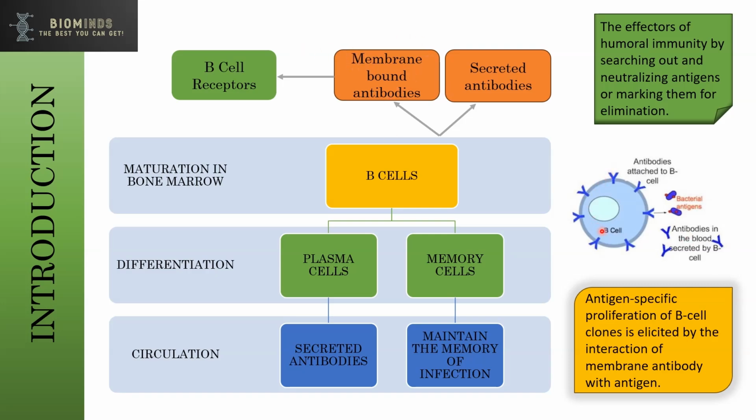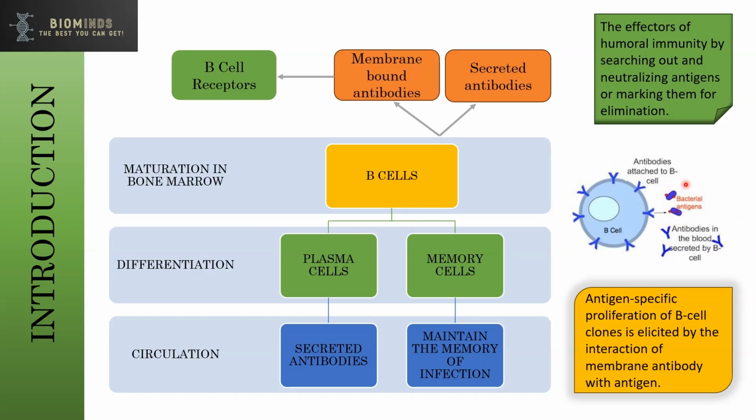Here in this diagram you can see, this is the B cell. This Y-shaped structure is the antibody which is attached to the surface of the B cell. That is known as membrane bound, means it is attached to the membrane of the B cell, and that is known as the B cell receptor. The antibodies which are being secreted in the circulation are known as secreted antibodies. So B cells have two types of antibodies: membrane bound antibodies and secreted antibodies.